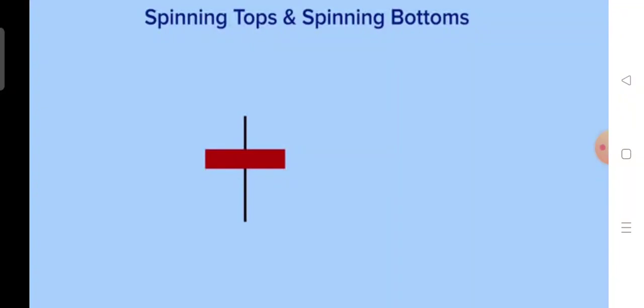In spinning tops and spinning bottoms, we have quite big upper and lower shadows and small bodies. It is not that the body will be non-existent, but the body will be small. So it is much like a doji. It represents indecision. The bigger upper and lower shadows mean the price moved quite a bit higher and quite a bit lower, but at the end of the day, price comes back to the opening price. That means indecision. So similarly, spinning tops and spinning bottoms are used to exit from a previous position rather than looking for a new position.